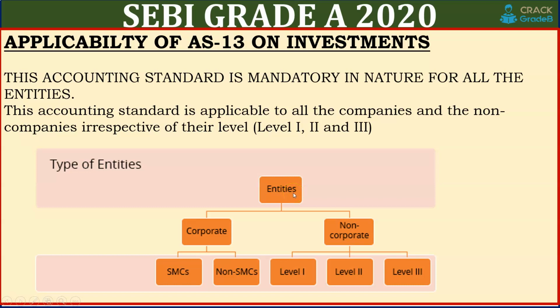Now entities are of two types. They are corporate and non-corporate. Corporate means the companies, and companies are further of two types: the small and medium-sized companies and the non-SMCs. And the non-corporate also has three levels of entities. Now this accounting standard is applicable on every type of entity, so fully on this, right? No need to bifurcate any further.